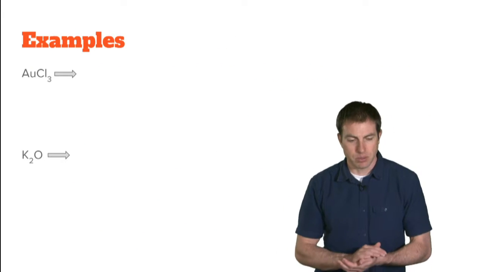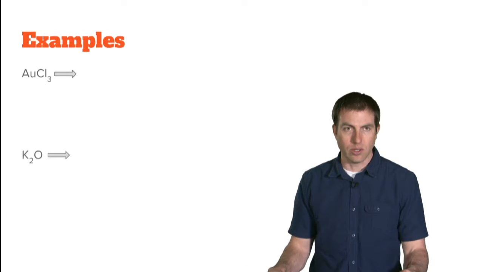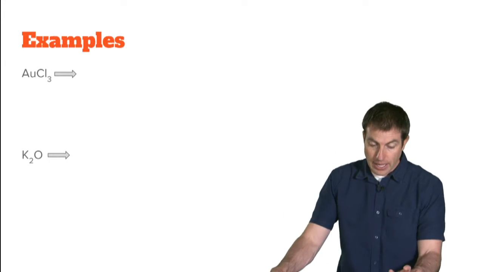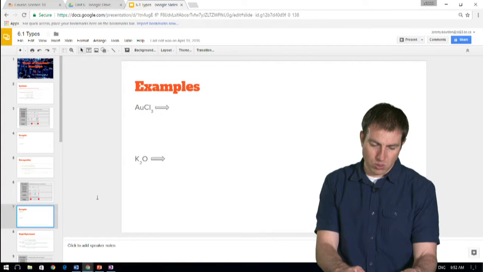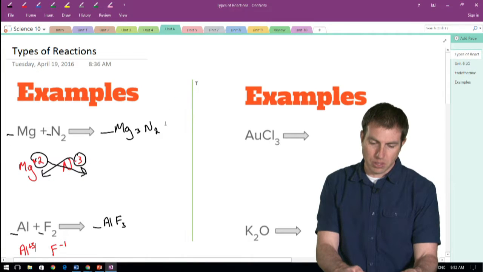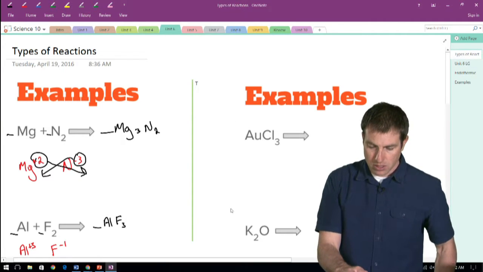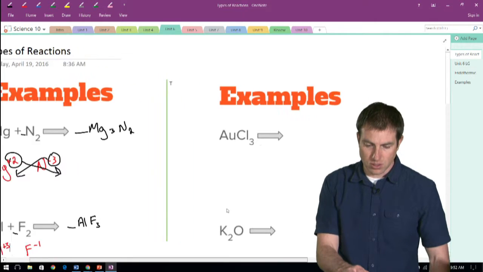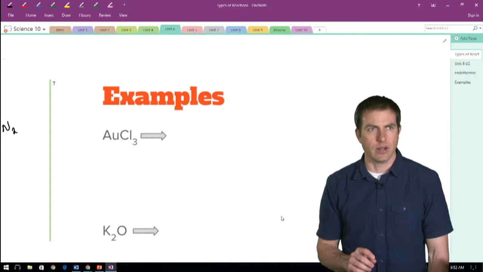Let's look at a couple examples and predict what's going to happen. So we have AuCl, gold chloride, and potassium oxide, and we're going to try to figure out what is being produced. Does anybody have any suspicions about what we're going to produce when we break apart gold chloride? What are we going to end up with there? And what is going to happen with potassium oxide, the K2O? Guesses? Anyone want to guess on the gold chloride one here? What are we going to end up with there?